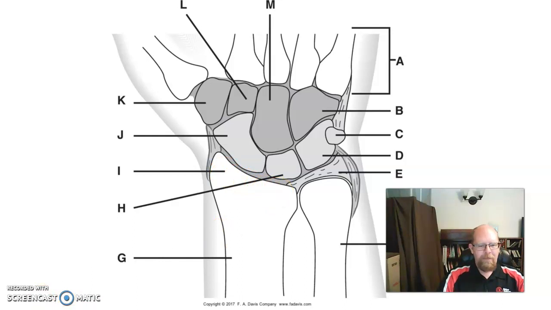The palmar aponeurosis, you'll also hear people refer to it as the palmar fascia. It is on the anterior surface or palm surface of the hand. And the function of the aponeurosis is protection and allows for muscle attachment.